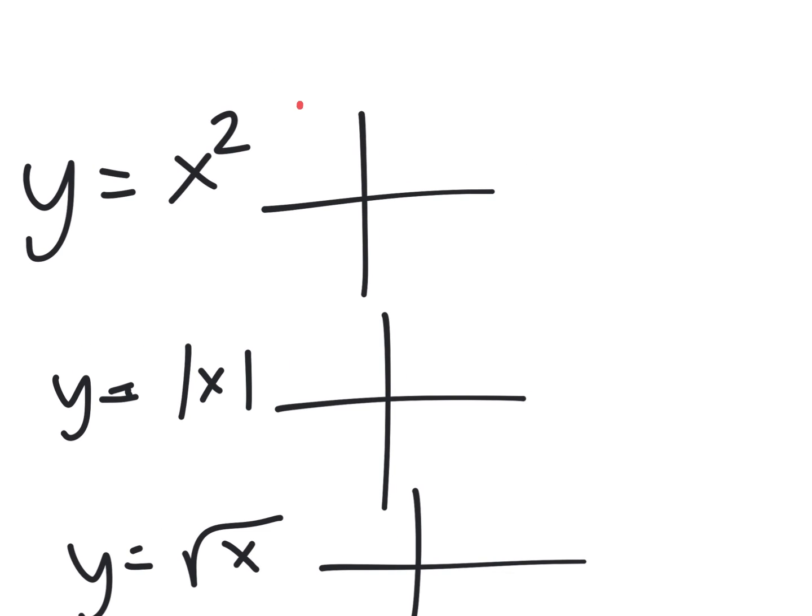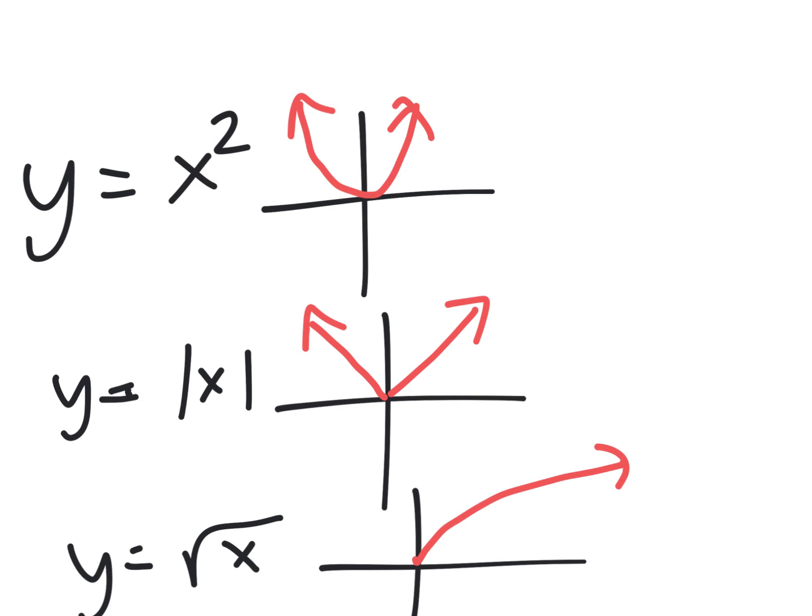I hope you said, that's x squared. Who remembered it? Okay, good. This is absolute value, V shape. And last but not least, that's the square root graph. You guys got those 3?